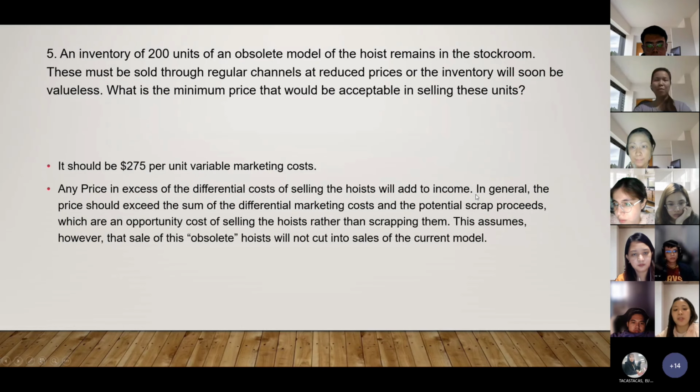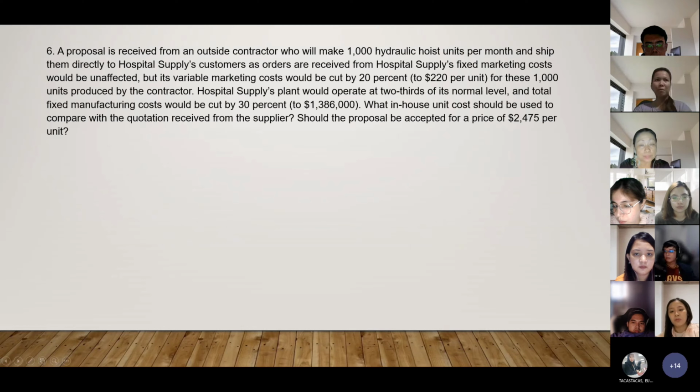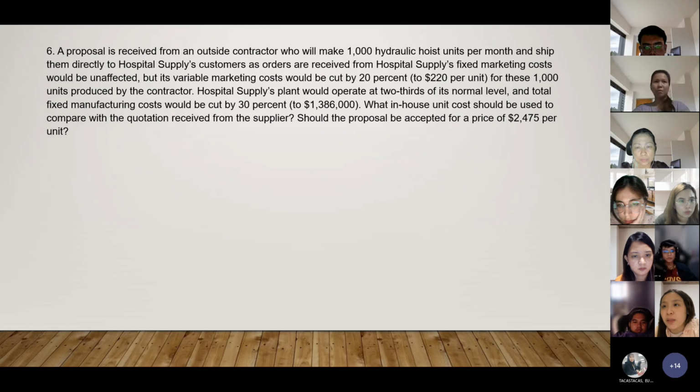So next question, number 6. Another problem: a proposal is received from an outside contractor who will make 1,000 hydraulic hoist units per month and ship them directly to hospital supplies customers as orders are received from hospital supplies. Fixed marketing costs would be unaffected, but variable marketing cost would be cut by 20%, so to $220 per unit.